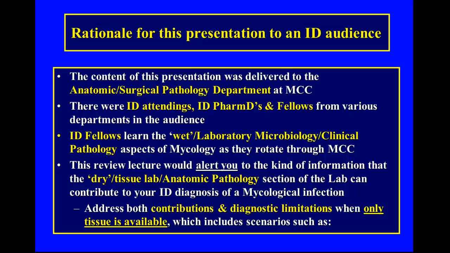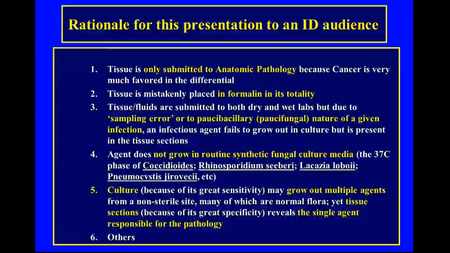So I felt that a similar presentation geared towards you would be very helpful in terms of alerting you to the kind of information that that part of pathology can give you, particularly if I address both the contributions as well as any diagnostic limitations that occur whenever we only have tissue, and that you will see scenarios where we only have tissue, so micro cannot come in to help clear the day, but there's plenty that we can tell when only tissue is available. So what are some of those scenarios where we may be stuck with only tissue and where the AP part of pathology will have to come up with a diagnosis to help you with your treatment?